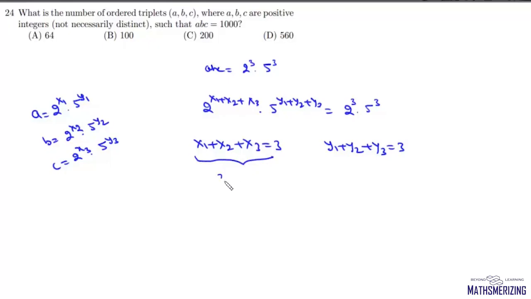So the number of non-negative integral solutions is given by 3 plus 3 minus 1 C 3 minus 1, which is 5C2, and for this also it will be 5C2. So the number of such triplets will be 5C2 into 5C2, which is 10 into 10, and that is 100, and that's your option B.